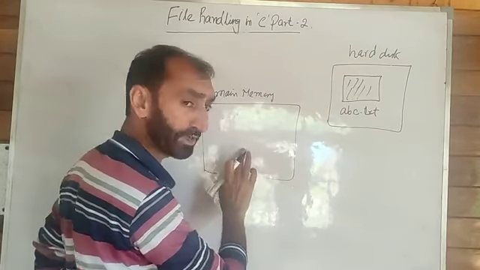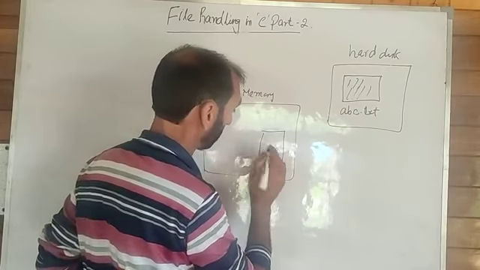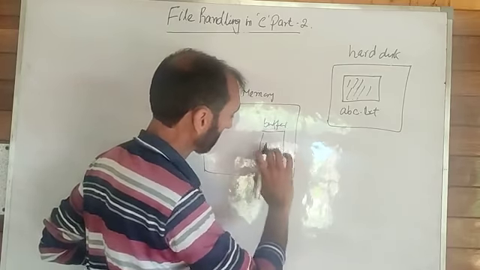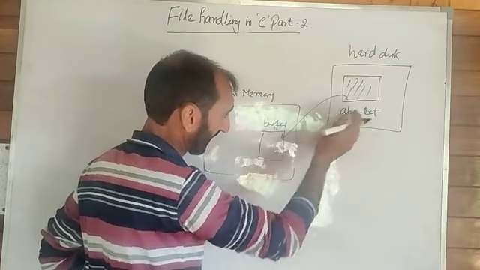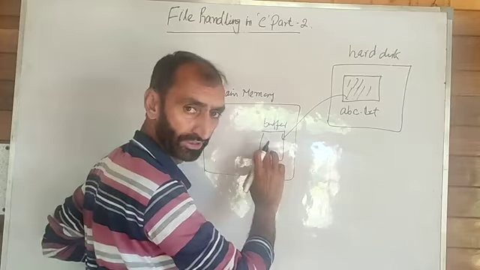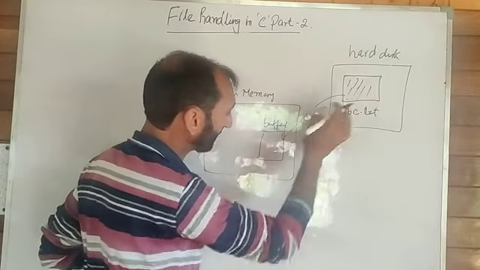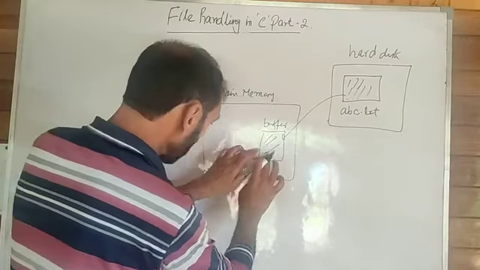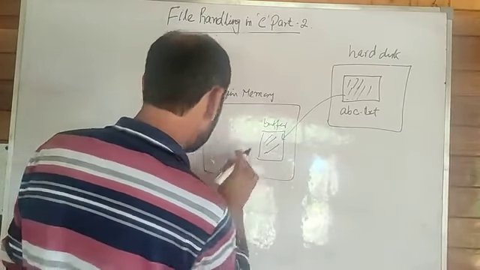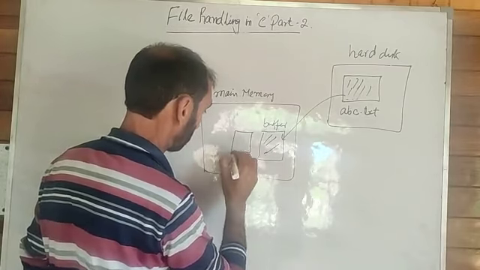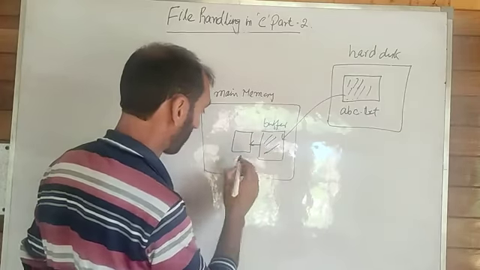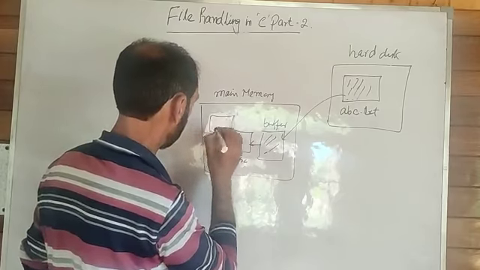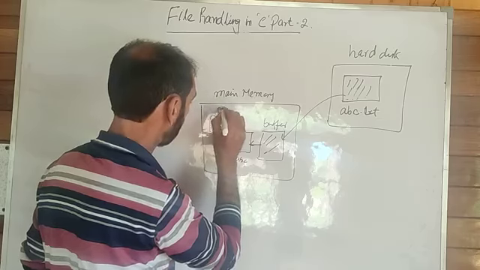For example, this is our main memory, and where is it going to be loaded? In the buffer. Here is the buffer where the copy of this content is going to be loaded. That means this buffer now contains the copy of this data. For example, this is a copy of abc.txt. This is the variable, and this is the pointer, PTR.